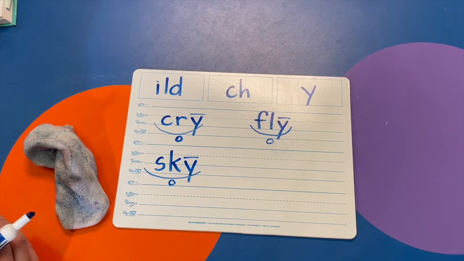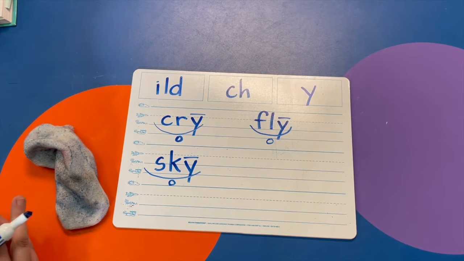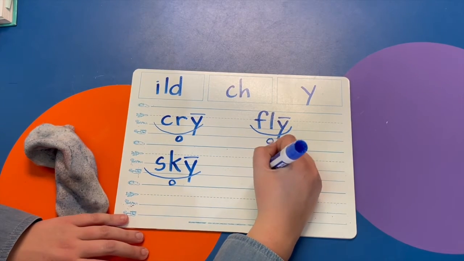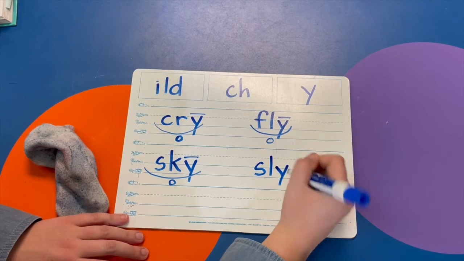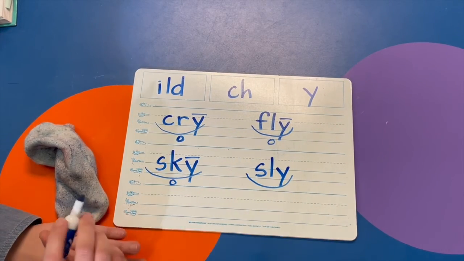And let's do the word sly. We talked about this word when we read The Gingerbread Man. The sly fox tried to trick that gingerbread. Sly. Sly. Very good. Let's mark it up.